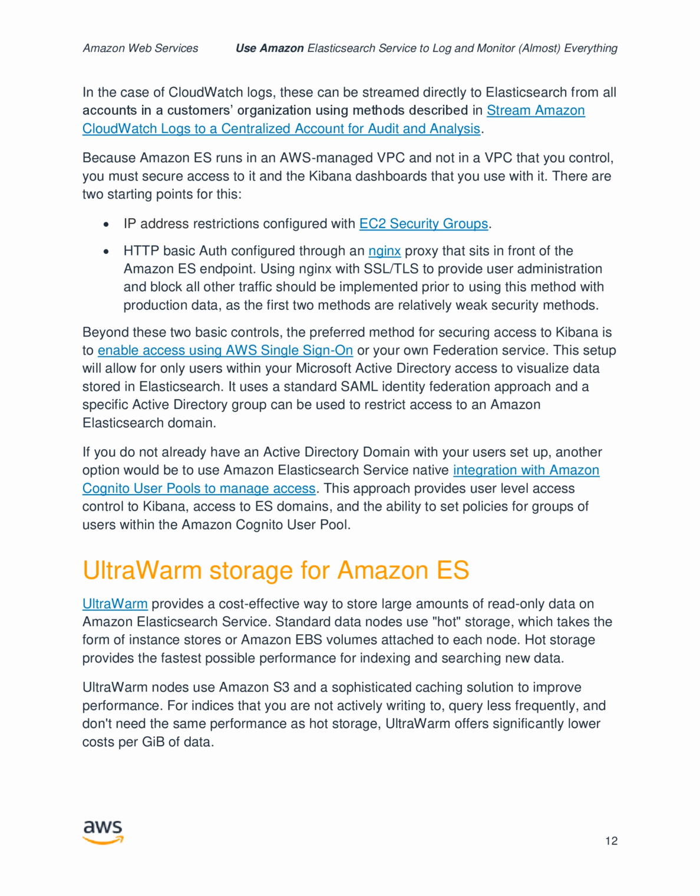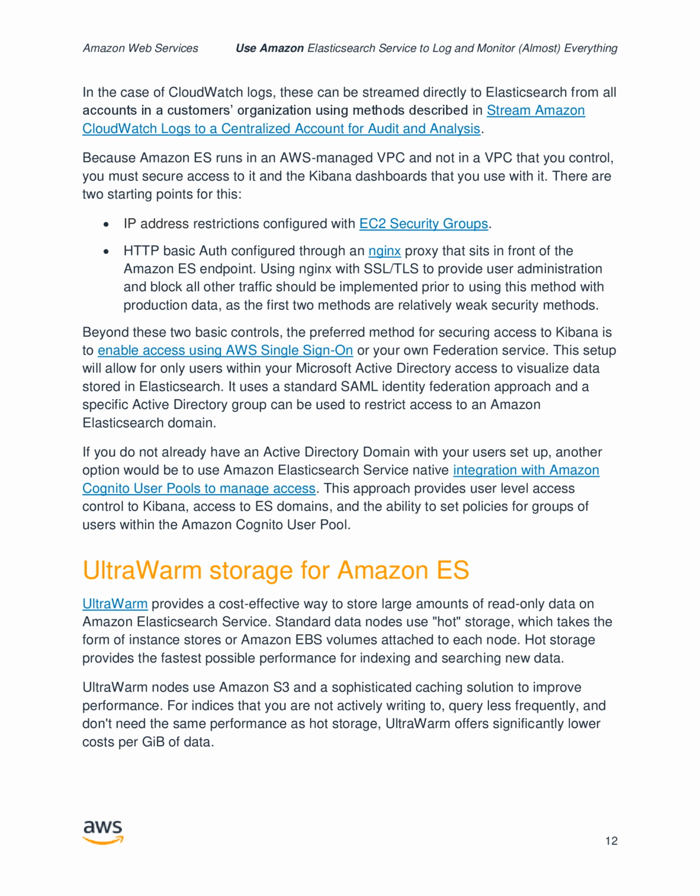There are two starting points for this: IP address restrictions configured with EC2 security groups, and HTTP basic auth configured through an Nginx proxy that sits in front of the Amazon ES endpoint. Using Nginx with SSL/TLS to provide user administration and block all other traffic should be implemented prior to using this method with production data, as the first two methods are relatively weak security methods.